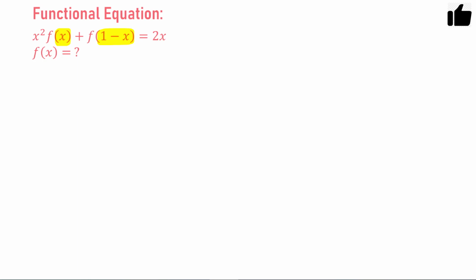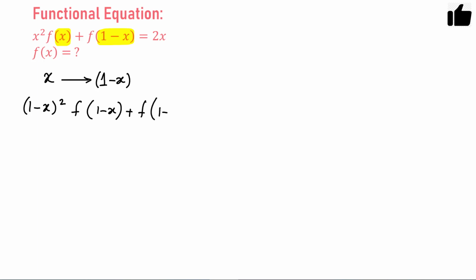So what we will do is replace x with 1 minus x. And why I am doing this, you will see soon. Wherever you have x, this will be 1 minus x. And this is f(1 minus x) plus f of, and x is nothing but 1 minus x in this case. And this is equal to 2 times (1 minus x).